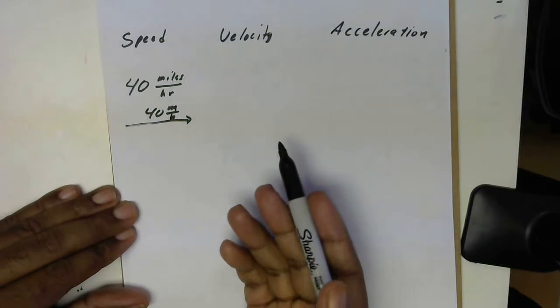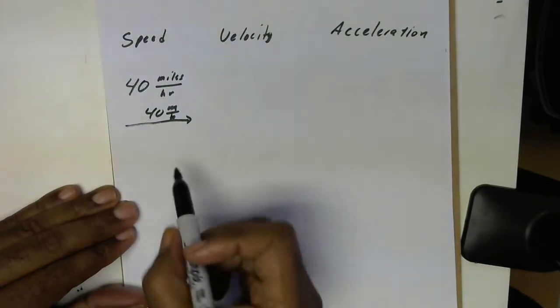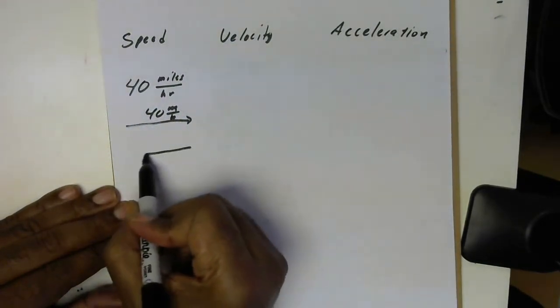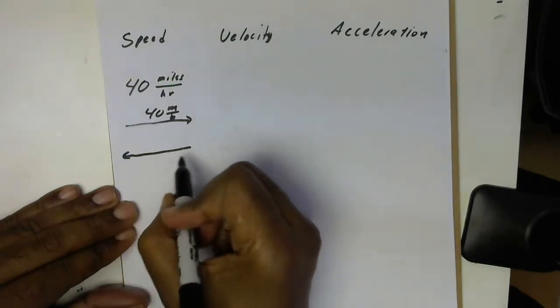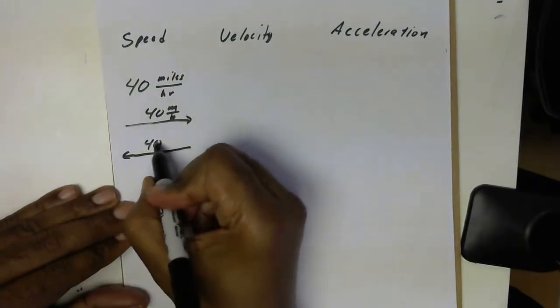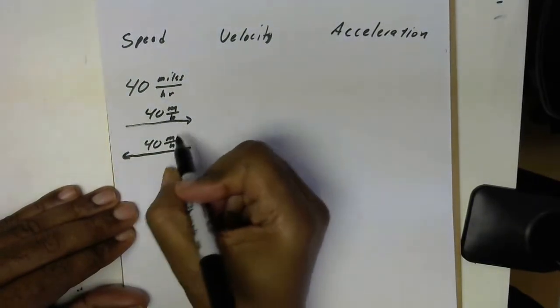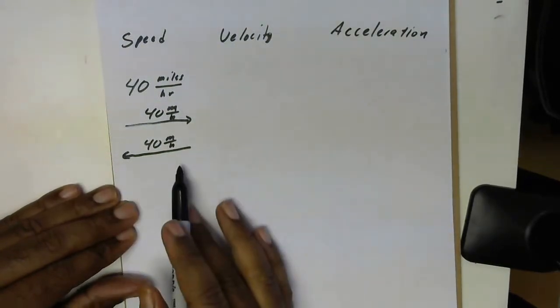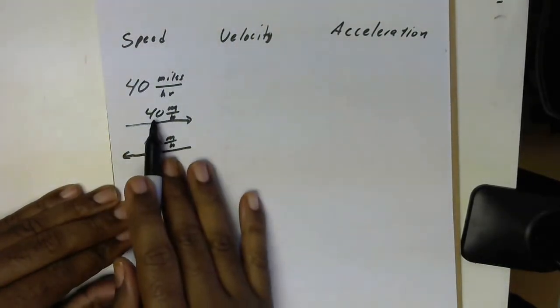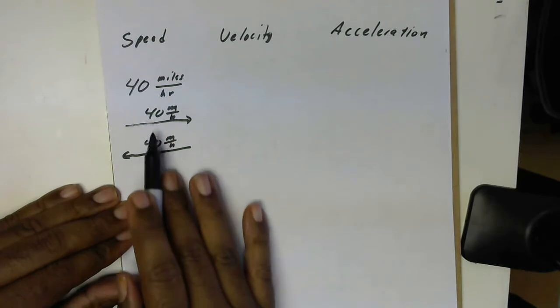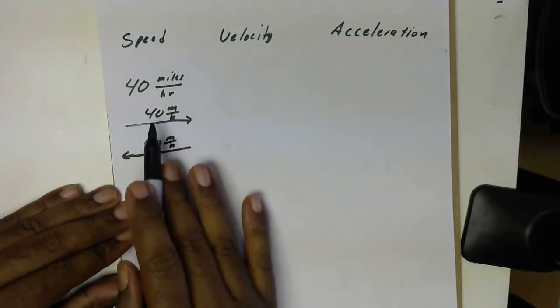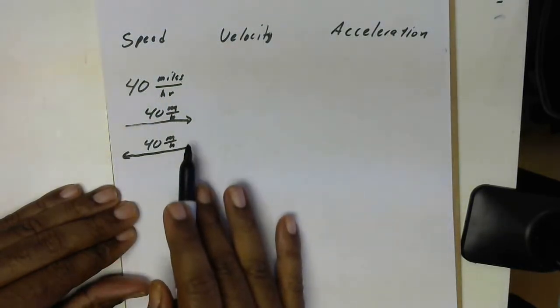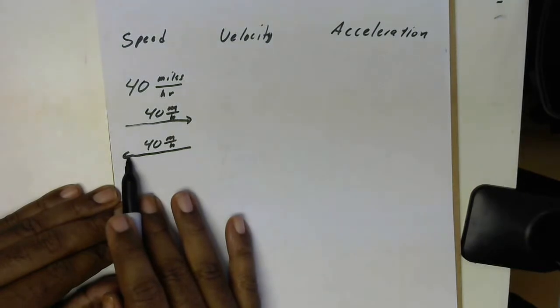If I forget my cell phone, I have to turn around and go the other way. Well, this is still driving 40 miles per hour, even though I'm going the other way. It's 40 miles an hour. So speed only looks at how many miles I'm traveling in 1 hour. So 40 miles an hour this way and 40 miles an hour the other way.